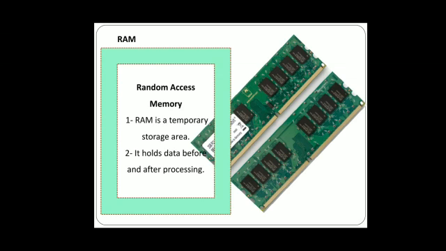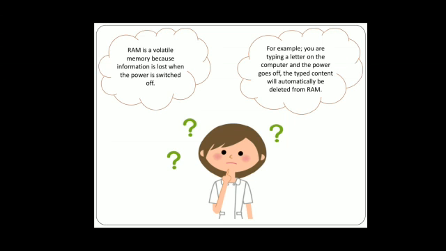So RAM is a temporary memory. It is a volatile memory. RAM is a volatile memory. So what does volatile means? It means the information is lost when the power is switched off. Just like you are typing a letter on the computer and the power goes off, the typed content will automatically be deleted from RAM, because RAM is a temporary memory. It holds instructions and data temporary during the process. If the light goes out or you switch off the computer, the data will be lost.